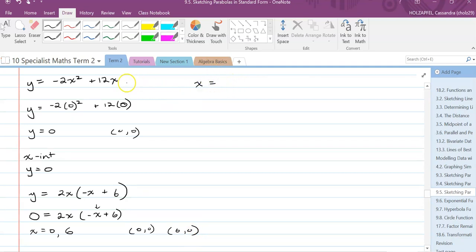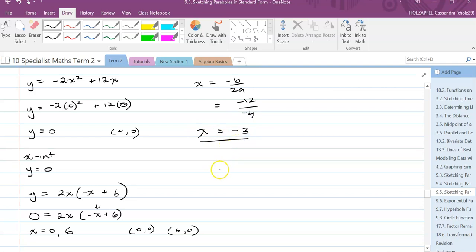Lastly, let's work out our turning point, and I have a feeling that this is not going to be shifted too far. So x is equal to negative b over 2a. This is for our turning point. So negative 12 over negative 4. So x will be equal to negative 3.